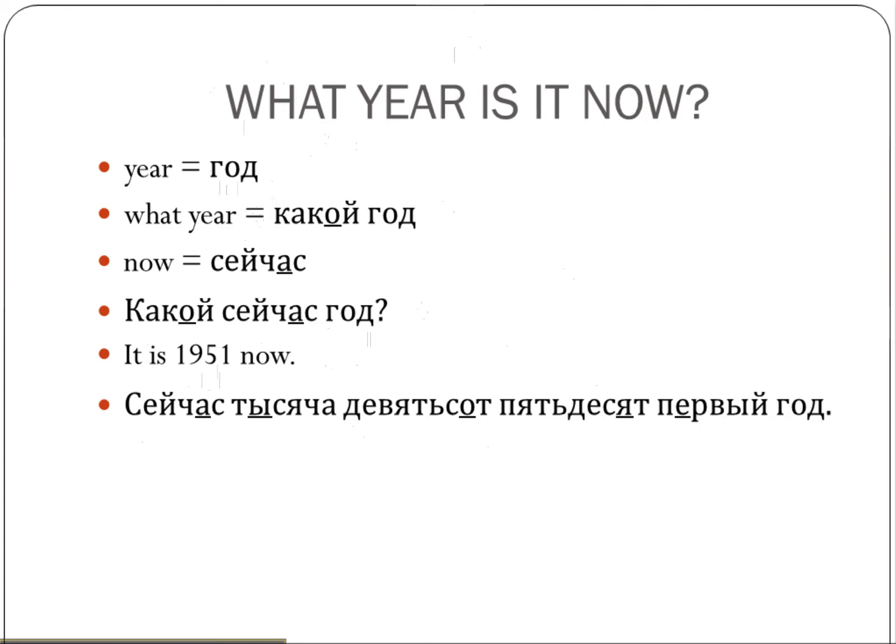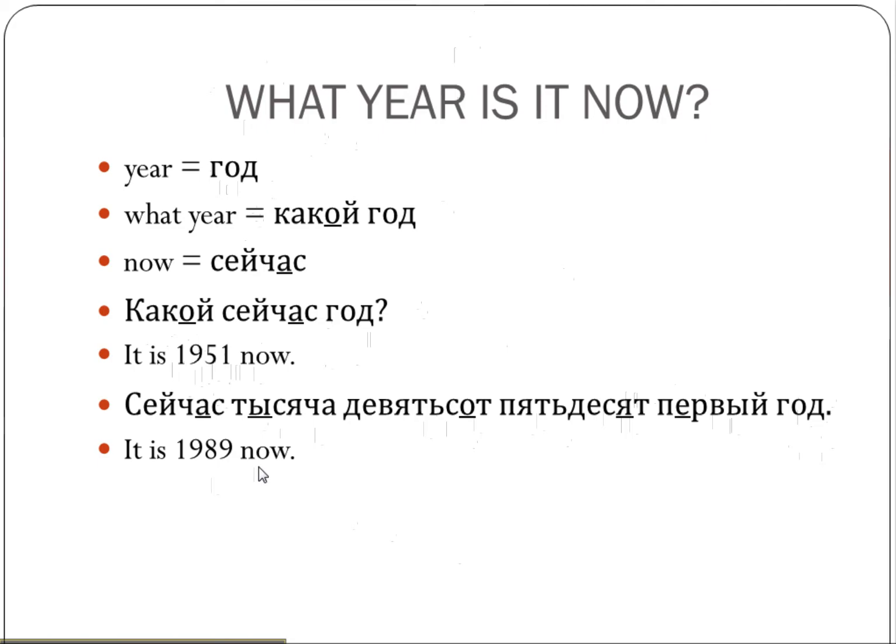So this is what it's gonna look like. Сейчас 1000, тысяча, 900, 900, 50, 50. And remember how I said it is 1951st year. So now we have not one, один, but we have first, and then we have year. So 1951st year, that's how we say it. Сейчас 1951 год.